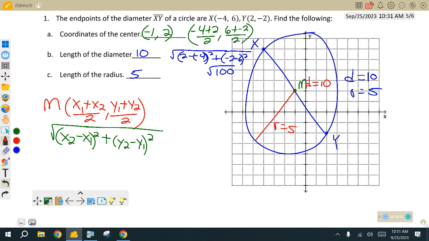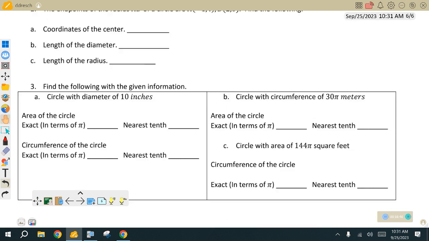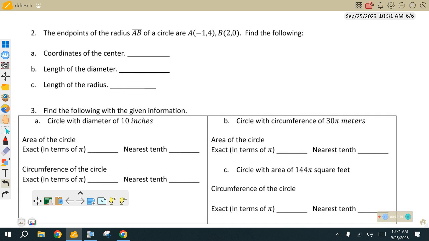Now on the next side, all right, we have what now on the next side? The endpoints of the what? Radius, don't we? With the endpoints of the radius, here's what we got. Well, what does that mean with the radius? It means we have something like this.